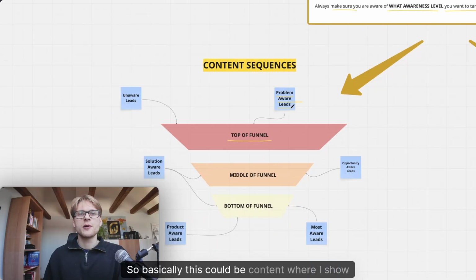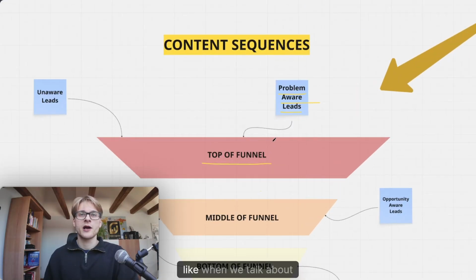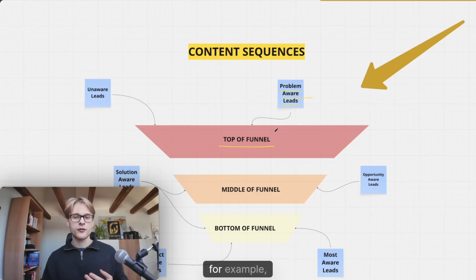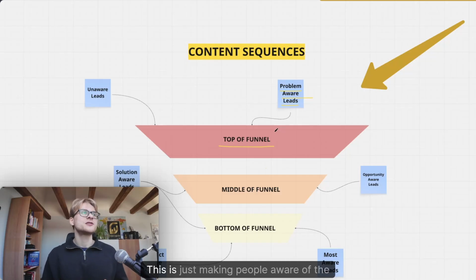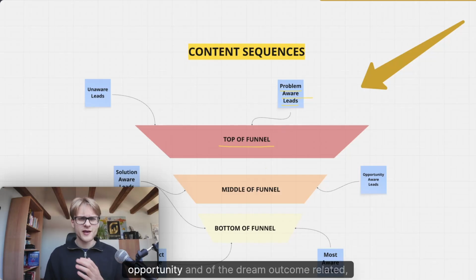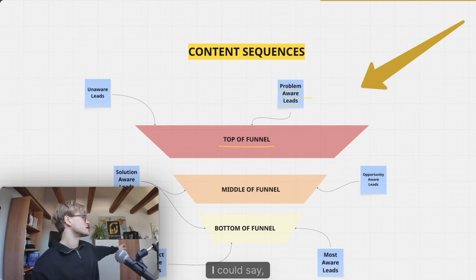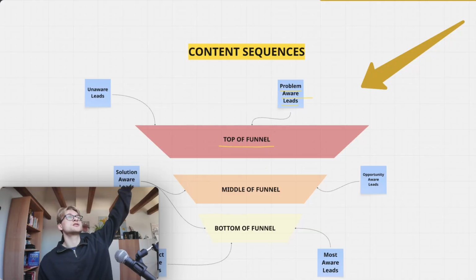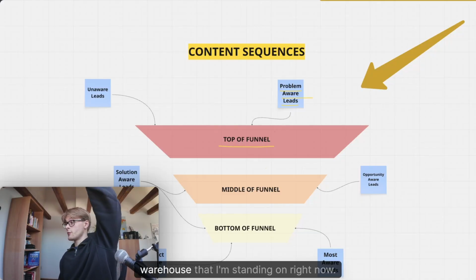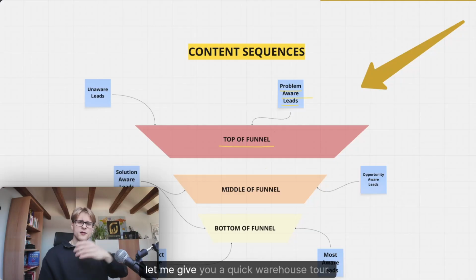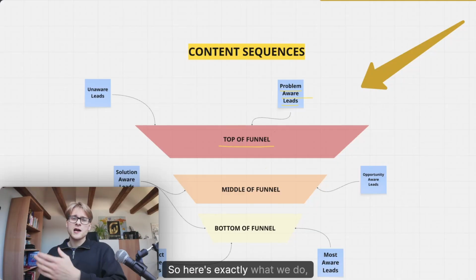So basically, when we talk about Amazon, this could be content that I record, for example, in my warehouse. This is just making people aware of the opportunity and of the dream outcome related, in this case money, to this opportunity. So I could show my warehouse. I could say, yo, this is a 10,000 square foot warehouse that I'm standing in right now. These are the products that I'm selling. And look, let me give you a quick warehouse tour. So here's exactly what we do.